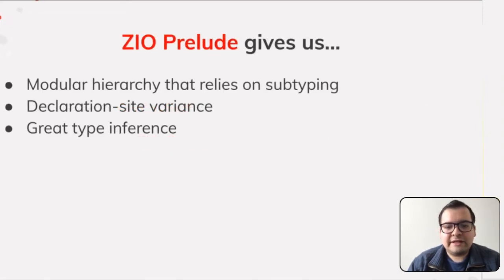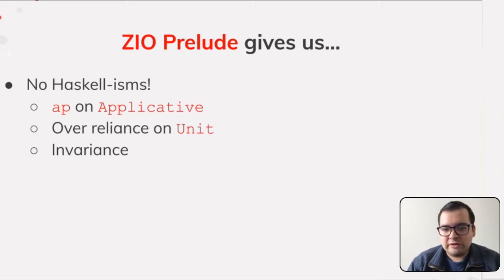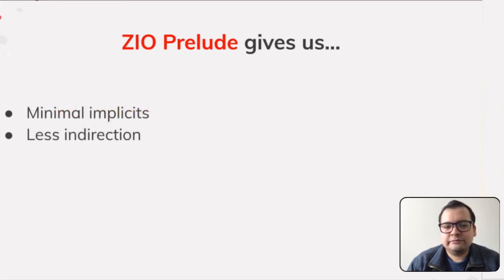So ZIO Prelude gives us a modular hierarchy that relies on subtyping, declaration side variance, and great type inference. Also, ZIO Prelude gives us no Haskellisms. For example, we don't have ap on applicative. ZIO Prelude doesn't over-rely on unit and doesn't use invariants. It uses declaration side variance everywhere. Also, we have minimal implicits and less indirection.